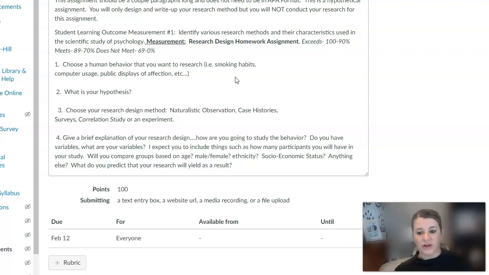That's kind of where you'll start. So with number 1, I see it being a sentence or 2 long. Tell me what behavior you're choosing to research. Number 2, tell me what your hypothesis is.